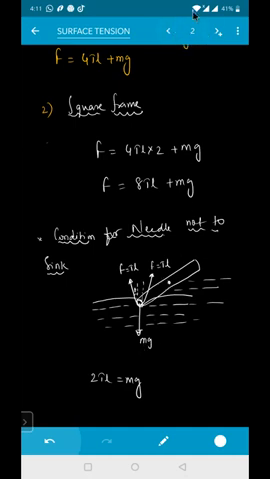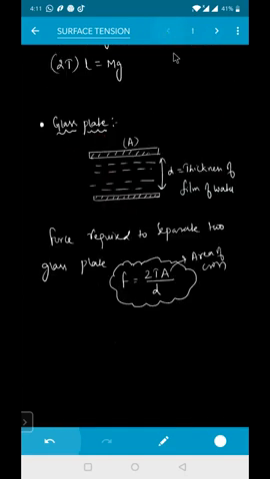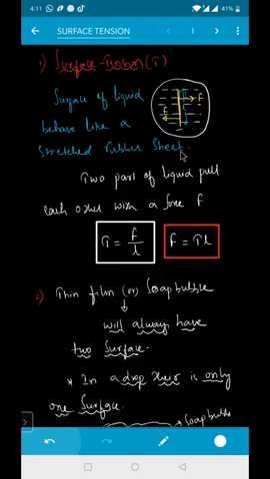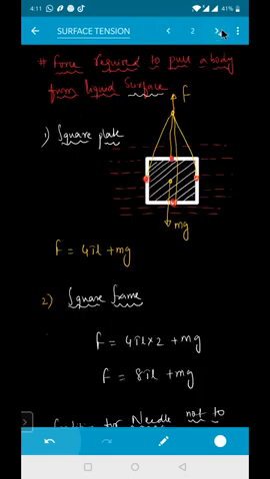So we got only one formula till now, that is the surface tension formula. Surface tension is force per meter: F is equal to T into L. If it has two surfaces, you multiply it with 2. If it has one surface, you multiply it with 1. Okay?